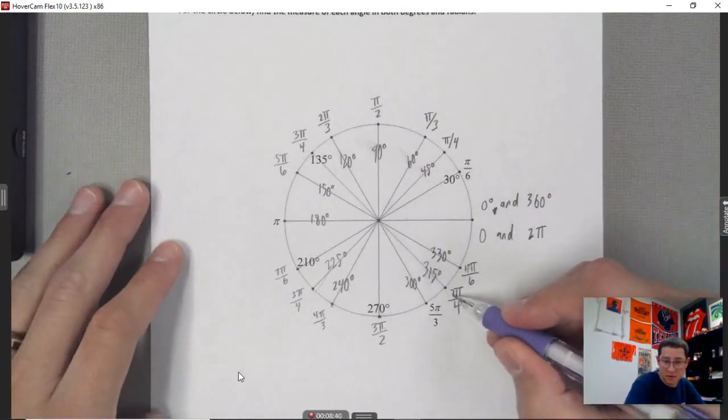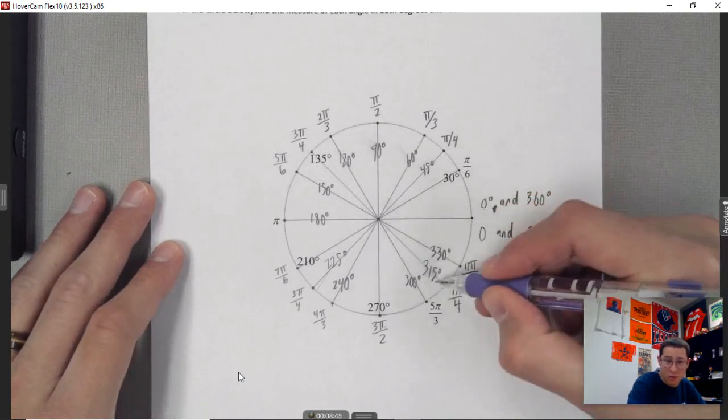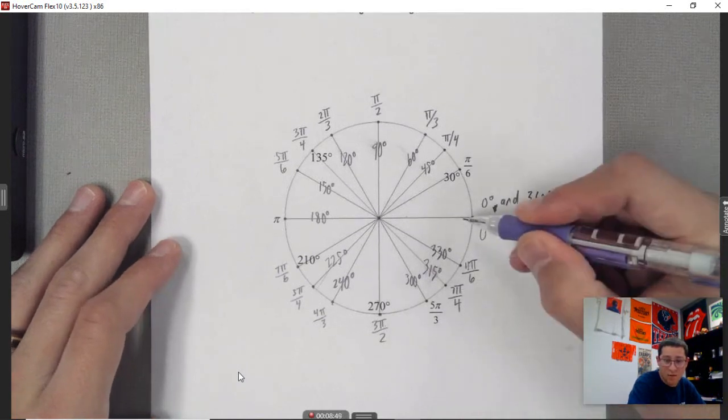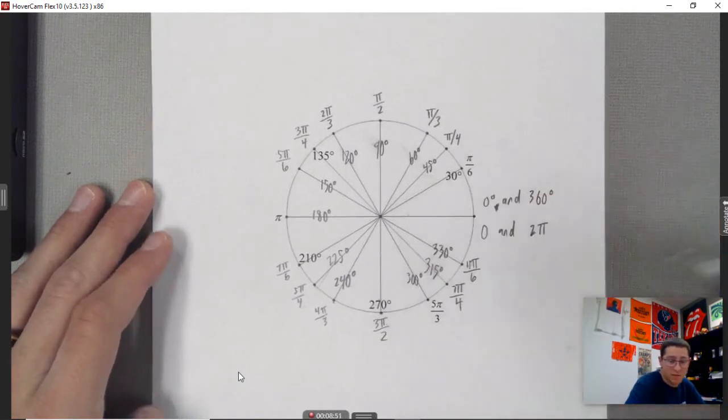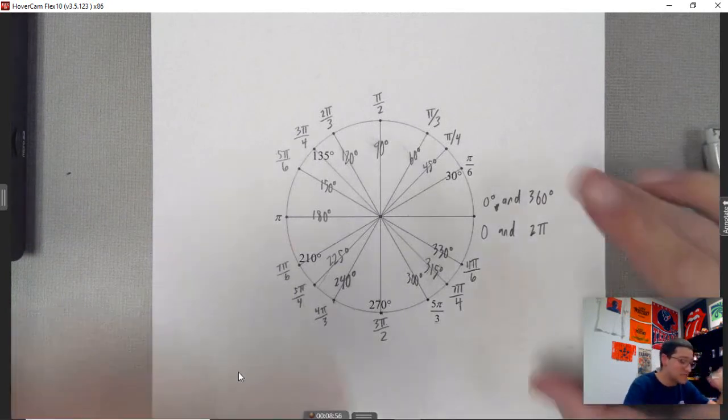Maybe same thing with the 7 pi over 4, right? 8 pi over 4 is the whole thing. I'm taking away 1 pi over 4, okay? So that's 7 pi over 4, right? 8 pi over 4 minus 1 pi over 4 is 7 pi over 4. Okay? So lots of different ways to do this, but you need to know this.